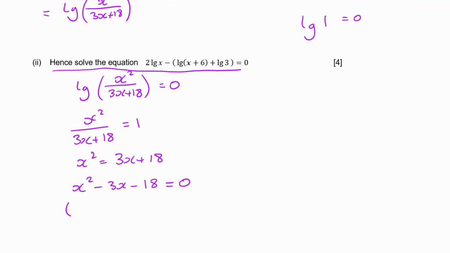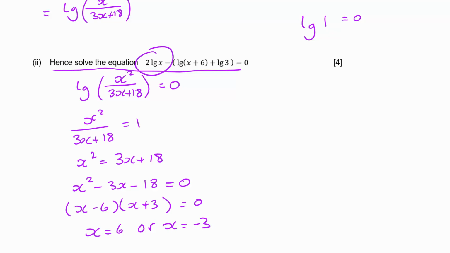Now we can factorize that. So it will be (x minus 6)(x plus 3) is equal to 0, giving me that x is 6, or x equals -3. However, we can't take the log of a negative number, so the -3 doesn't work in the original equation, so the answer is 6 only.